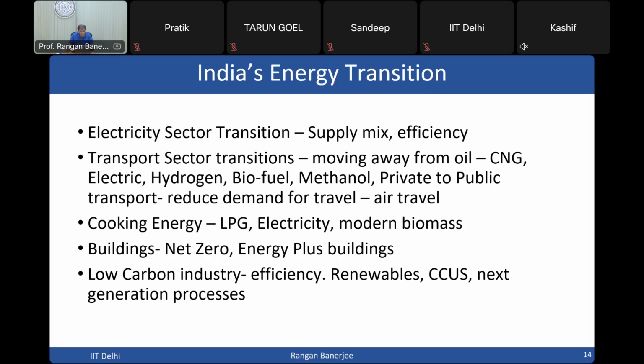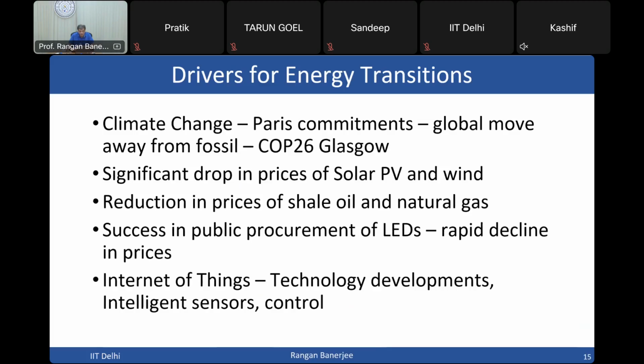We're looking at buildings to make them net zero or energy plus buildings, and we are looking at industry to make it zero carbon. So we look at efficiency, renewables, and next generation processes. This is something where all of you can play a big role, because the industry of tomorrow is going to be different in terms of the way in which it's going to do its supply. And the three things that we can do.